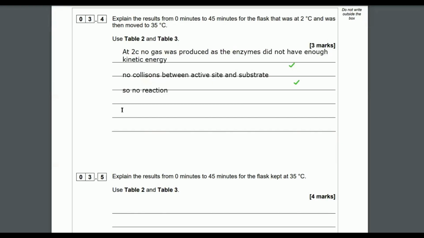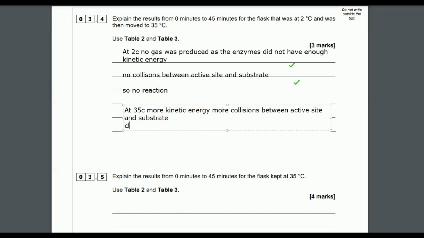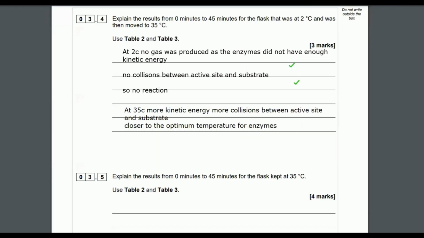Now, you can probably say 2 points for each and get 2 marks for each, but it's a maximum of 3 marks. So I can just say one thing if I want for at 35. So at 35 degrees, but I'm going to say a bit more. More kinetic energy, and we want to say more collisions between active site and substrate. And I could say 35 degrees is closer to the optimum temperature for enzymes. So close to that 40 degrees, or 37 or whatever yeast enzymes' optimum temperature is.